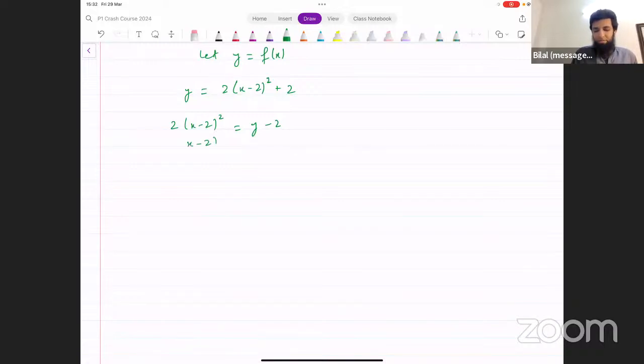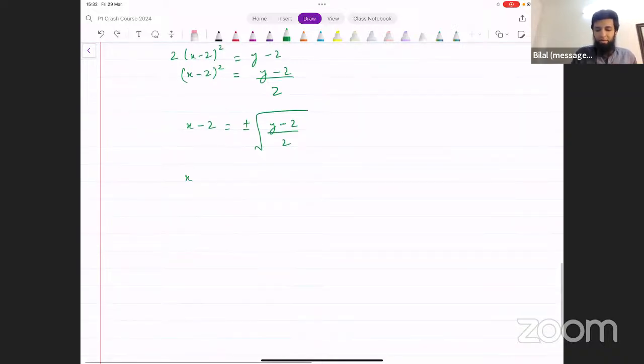That will give us (x minus 2) whole squared equals (y minus 2) over 2. Now we take the square root. But remember, whenever we take a square root, we have to put plus minus. So plus minus the square root of (y minus 2) over 2. Now this 2 goes to the other side and gives us x equal to 2 plus minus the square root of (y minus 2) divided by 2.